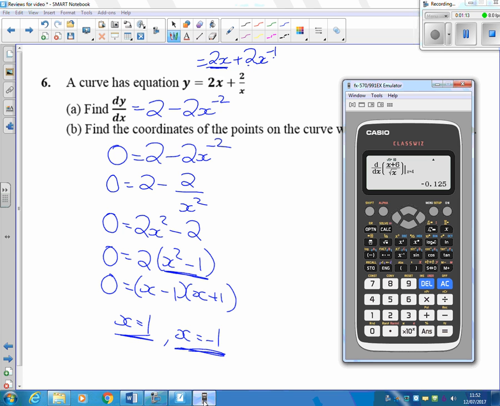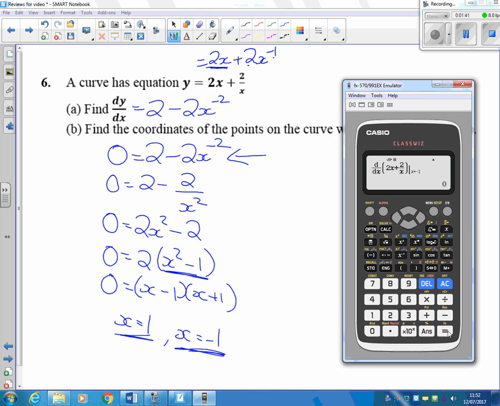Again, we could use our calculator to check this, couldn't we? So let's clear that. Bring up the differentiation again, and what we were differentiating was 2x plus 2 over x. And we're thinking that the gradient when x is 1 there should be 0. It does indeed give 0. And what about changing that to a minus 1? Indeed, that gives 0 as well.